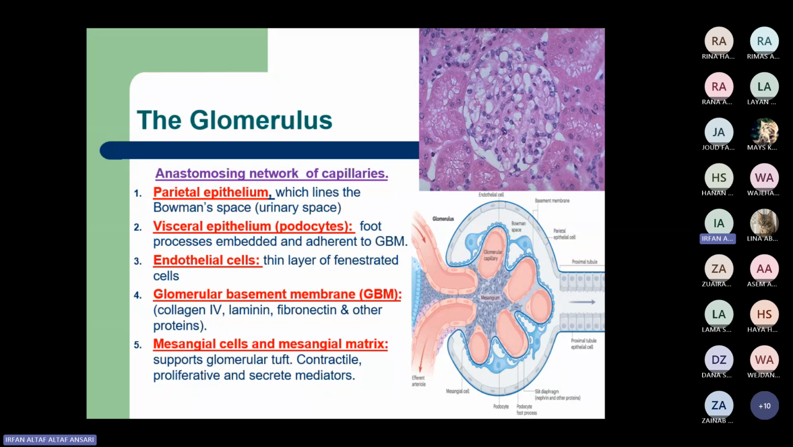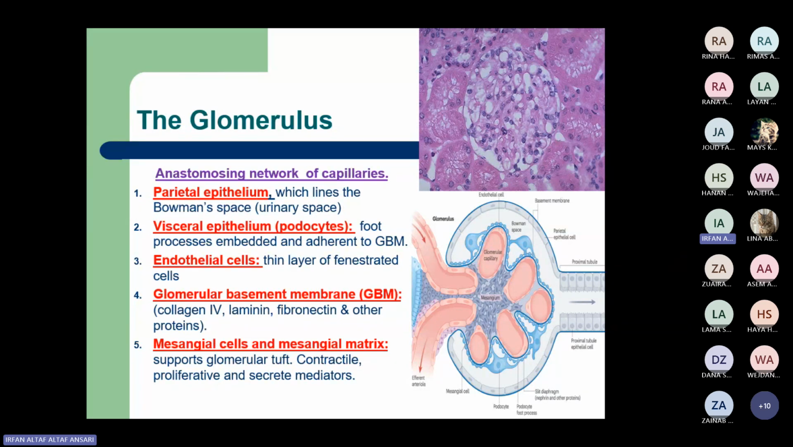We have the visceral epithelium, which has the podocytes, whose foot processes are embedded and very adherent to the glomerular basement membrane. We have the endothelial cell, a thin layer of fenestrated cells that lines one side of the basement membrane. One side is the endothelial cells, another side is the podocytes, where the foot processes are strongly attached to the basement membrane.